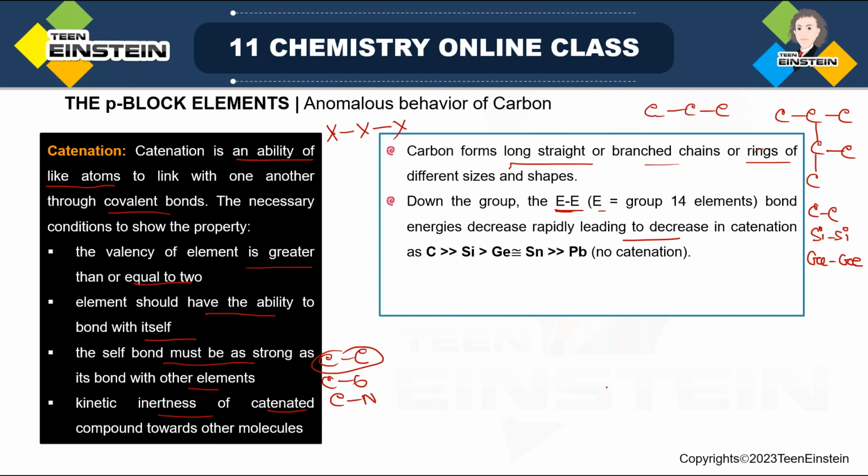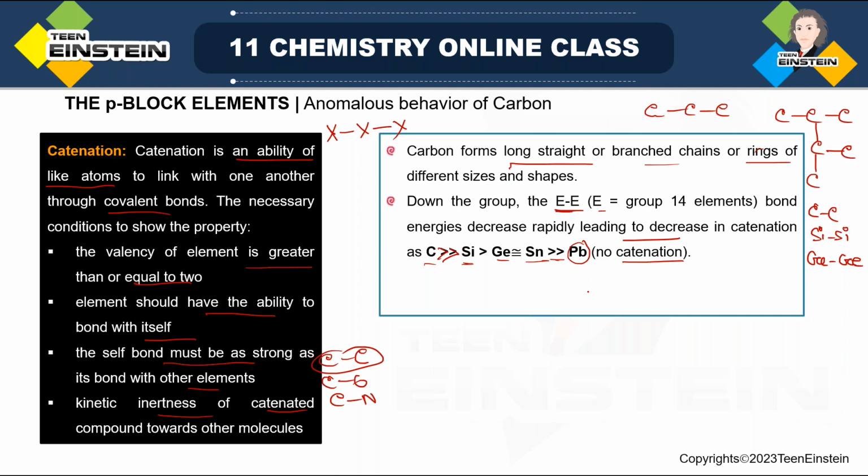So the order of showing the catenation property: carbon first, after that silicon. If you compare carbon and silicon, carbon is much greater than silicon. Then silicon has more tendency than the next element, germanium, and then germanium and tin have almost the same catenation, and these are again much higher than lead. So in the case of lead, you will not see any catenation. This is the only element in group 14 where catenation is not possible, but in other cases catenation is found, and the maximum is in the case of carbon.